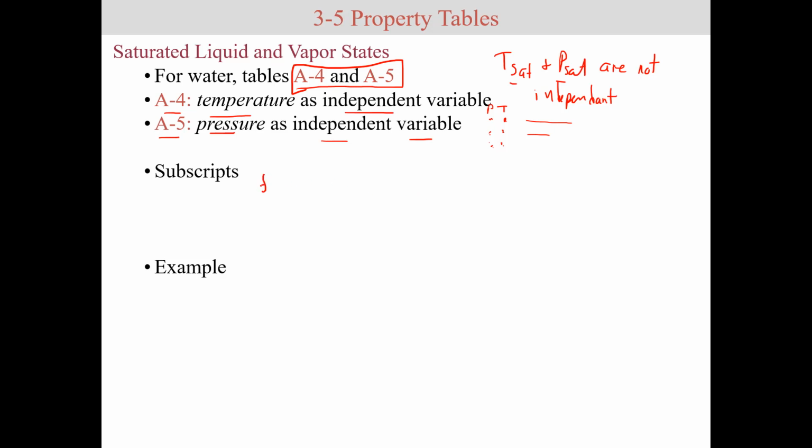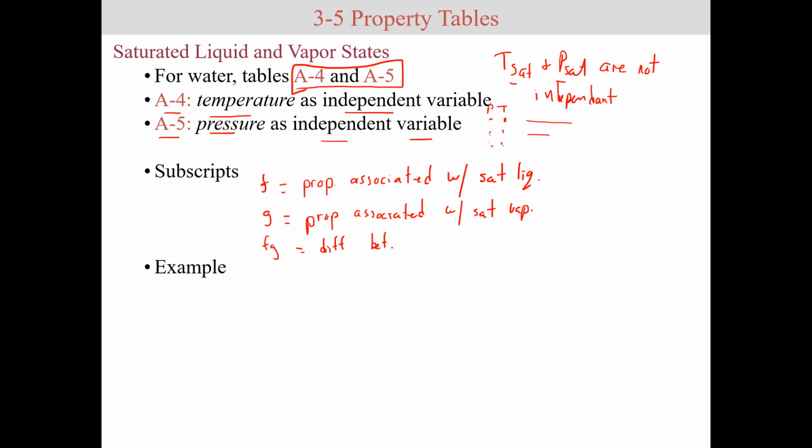Before we even look at those tables, it's important to understand some of the subscripts used in the table. You'll notice that those tables have subscripts f, g, and fg. f is the property associated with the saturated liquid state. g is the property associated with the saturated vapor state. And fg would be the difference between the saturated liquid and the saturated vapor. So again, f being the property associated with saturated liquid, g being the property associated with saturated vapor, fg being the difference between the liquid and the vapor.